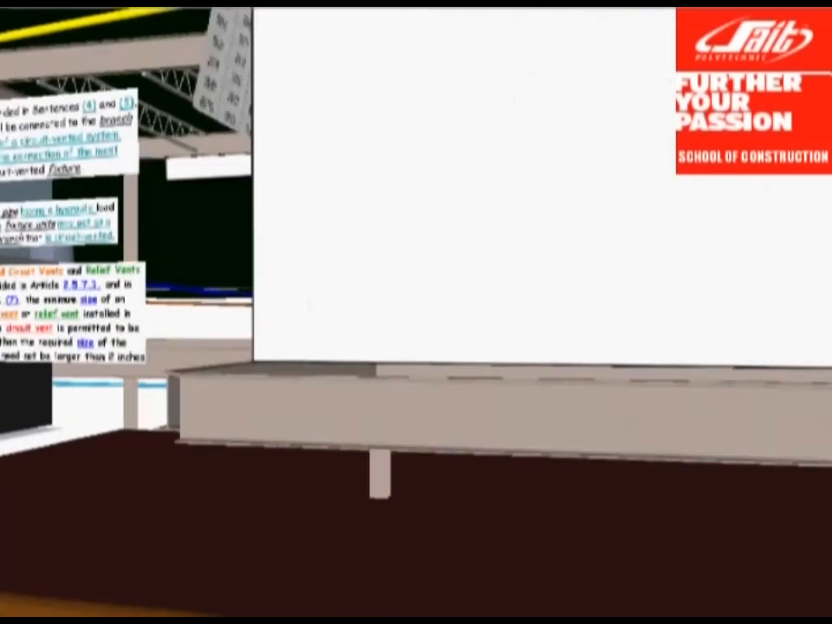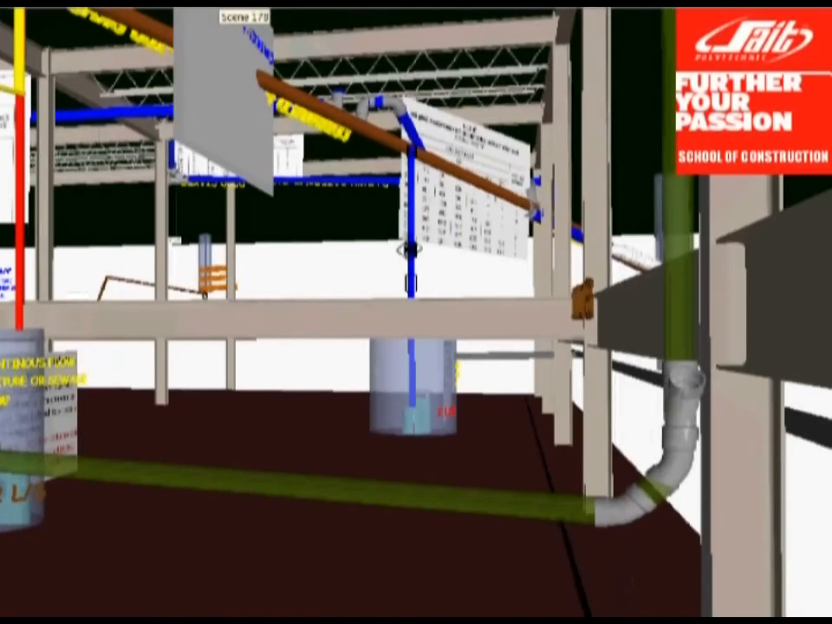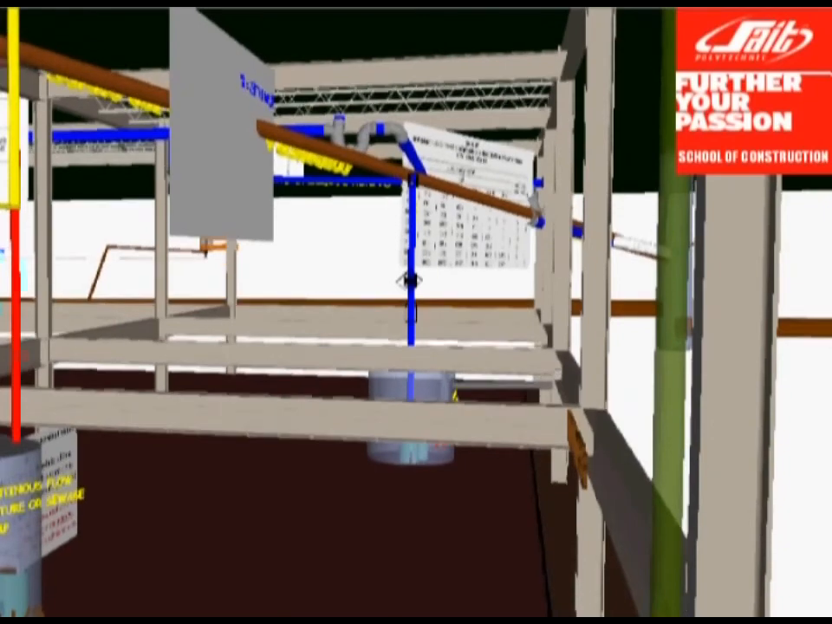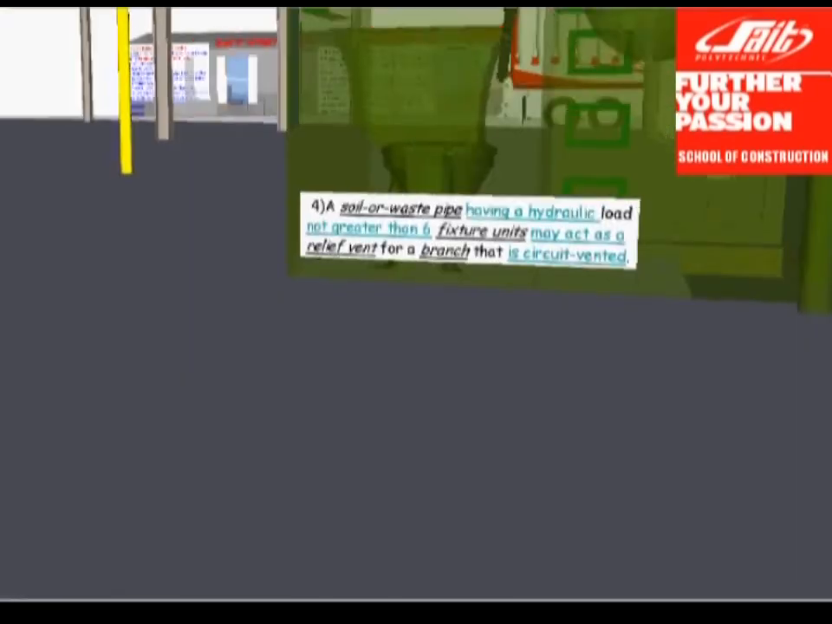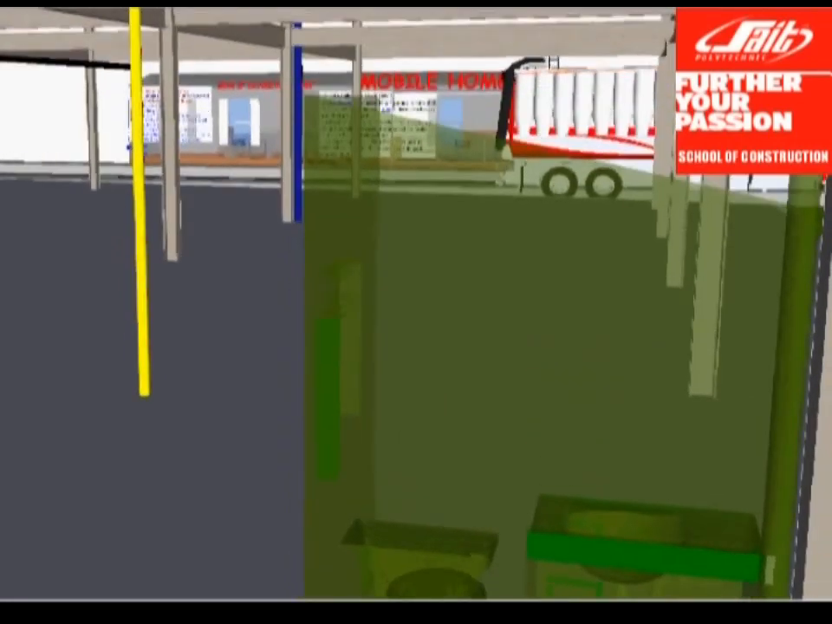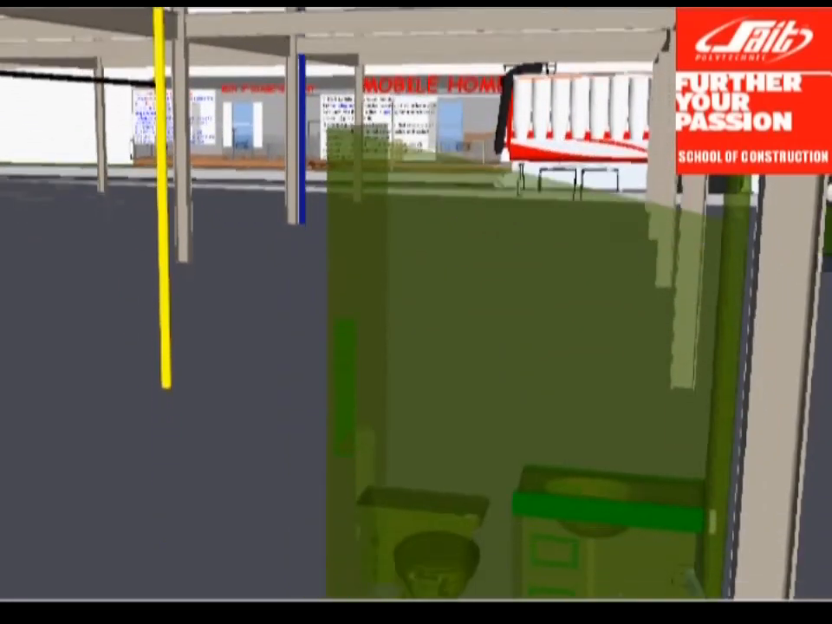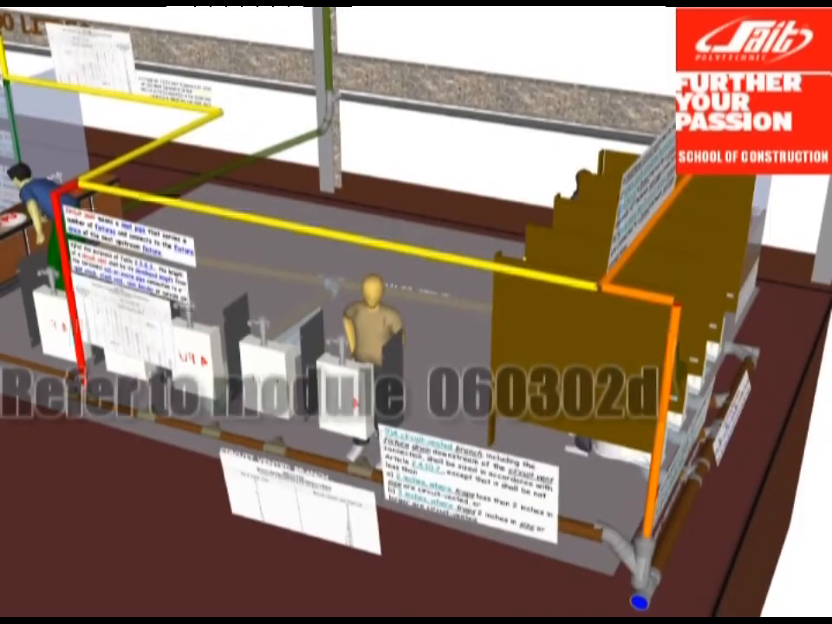The green pipe would be sized 1 size smaller than the red circuit vent, and must also conform to Table 2571. This translucent green bathroom worth 5 fixture units could have been used as an alternative relief vent if the 2 basins were not hooked to the circuit vented branch.